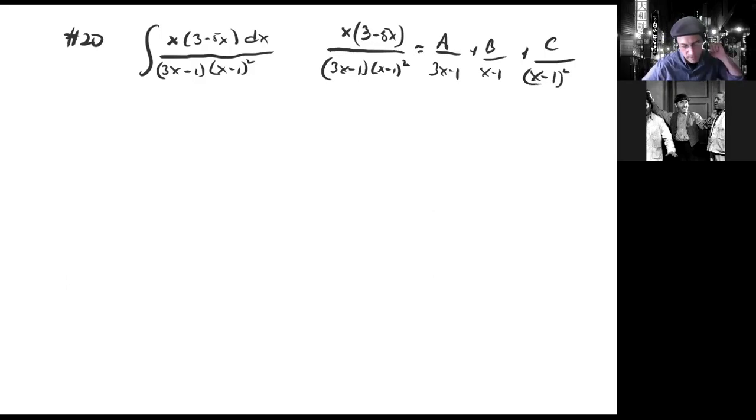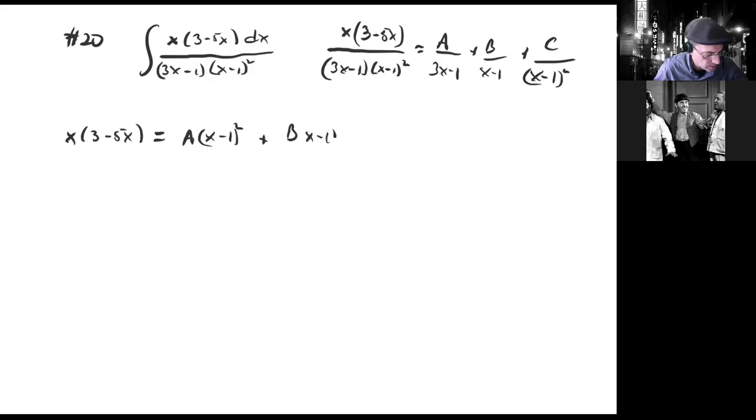We multiply both sides by the denominator on the left, and we get x times (3 minus 5x) is equal to a times (x minus 1) squared plus b times (x minus 1) times (3x minus 1) plus c times (3x minus 1). Okay, so now we have to solve for a, b, and c, and I'm going to use test points for that. So one of the test points I can use is, of course, x equals 1.